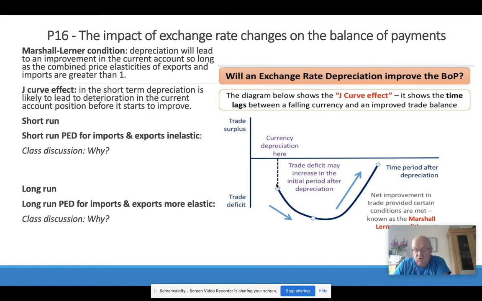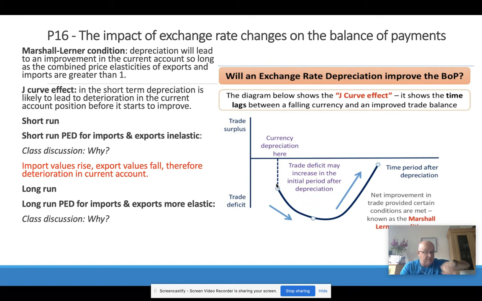Okay, so let's take a look at the short run then. In the first instance, the short run PED for imports and exports is likely to be inelastic. Reasons for that? Well, effectively, in the first instance, import values are likely to rise, export values are likely to fall, and therefore there is going to be a deterioration in the current account, because the depreciation, the difference in value, is actually going to hurt the value of exports and also increase the value of imports in the short term.